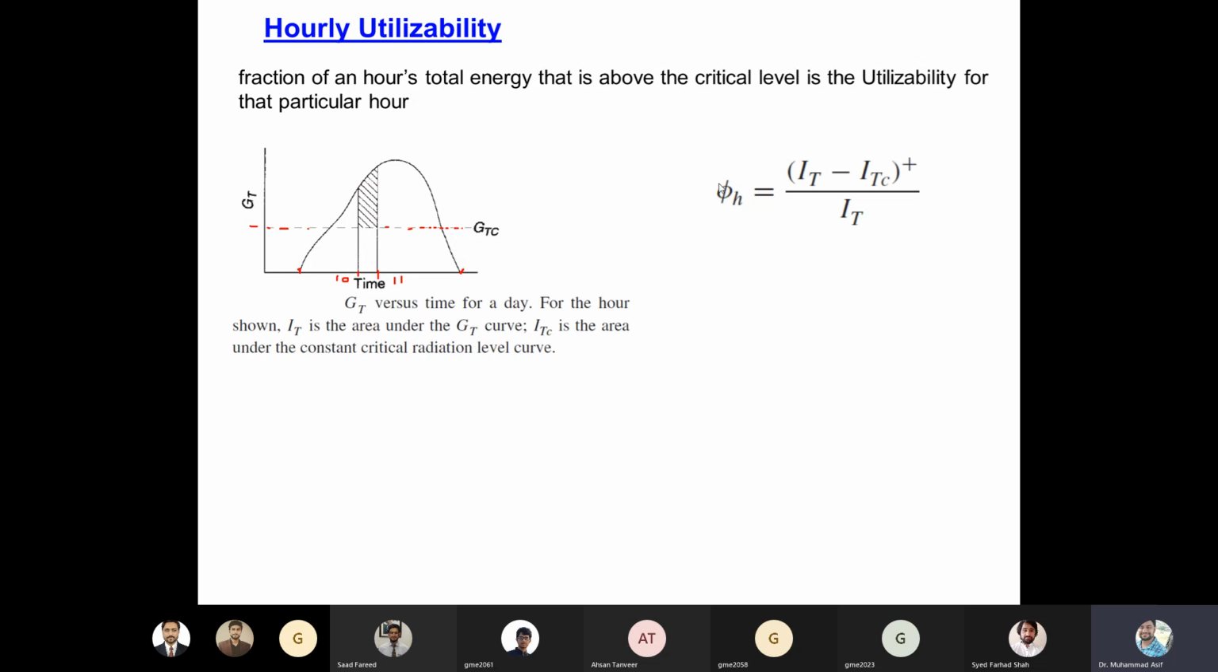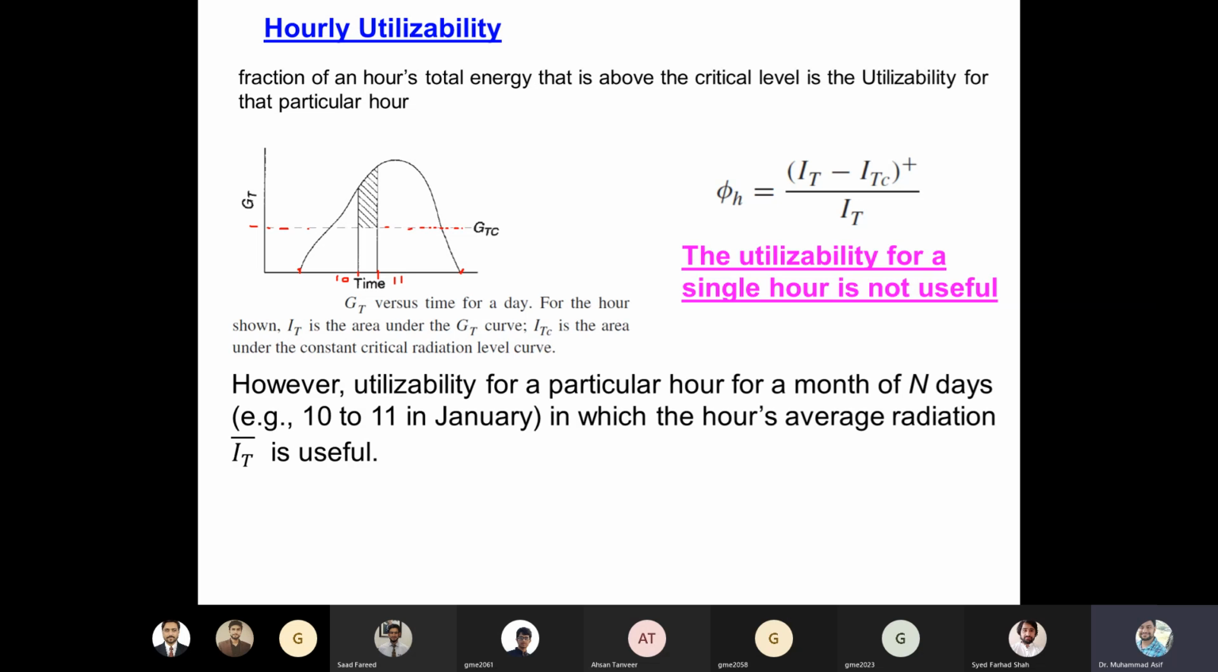As you can see, this is basically IT, the total incident radiation, minus ITC, the critical radiation level, divided by the total. So that's called the hourly utilizability. Now the utilizability for a single hour is not useful. When you say the long-term performance, to evaluate for just a single hour is not useful, right? So therefore, we can extend that use.